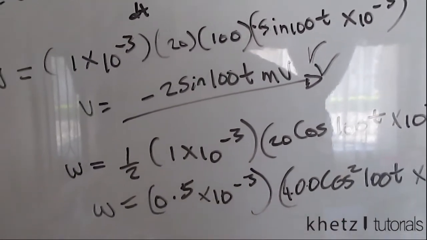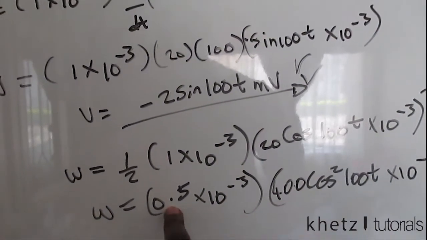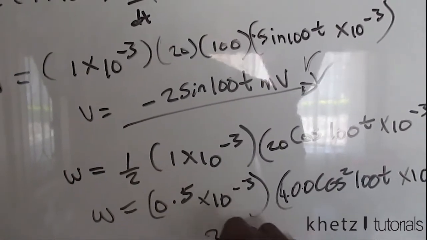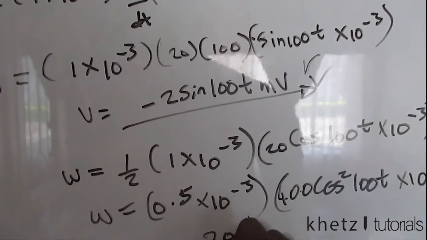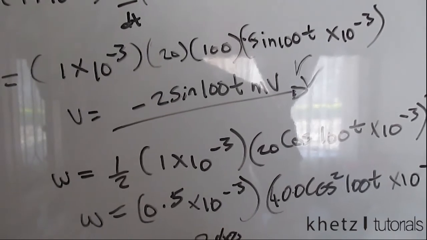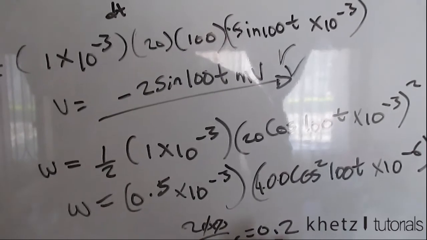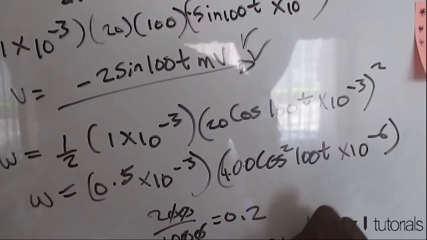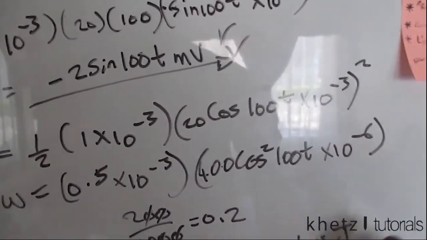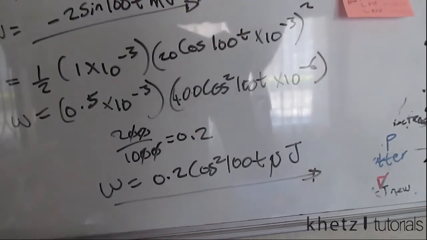Now this video is unnecessarily long. So 400 multiplied by 0.5 is 200, and that 200 divided by 1,000, cancelling both of those, gives 2 over 10, which is equal to 0.2. Therefore, your final answer will be 0.2 cos squared 100t microjoules. So that is all for this question. That is how you find the voltage and the energy.